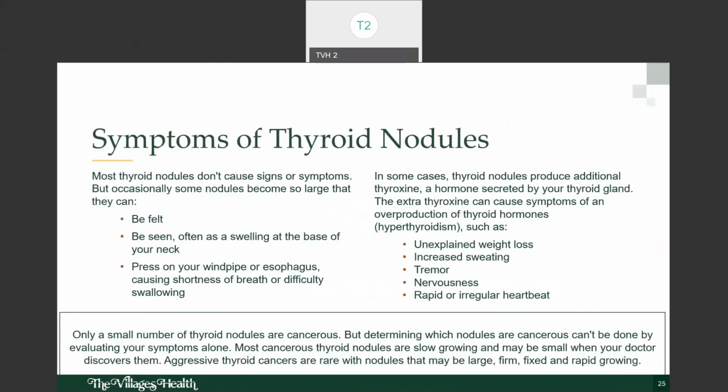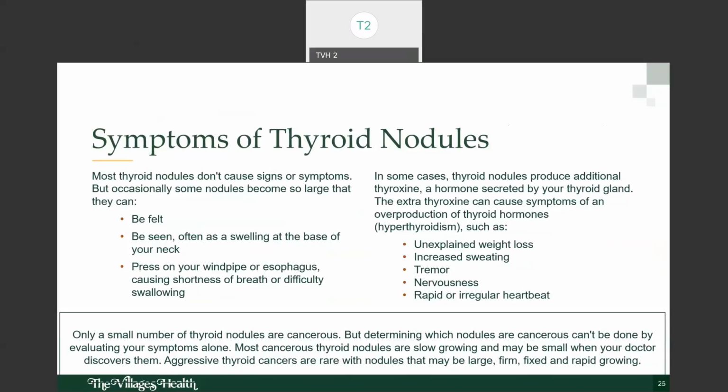Some symptoms for thyroid nodules: generally they don't cause any signs or symptoms, but if they do become enlarged, they may be able to be felt. If your doctor just feels on your thyroid gland, they may be able to feel the goiter or the nodules there. They may be able to be seen. It's often seen as a swelling at the base of your neck where your thyroid gland is located. The nodules could press on your windpipe or esophagus as they continue to grow, which then again would cause some shortness of breath or even difficulty swallowing.